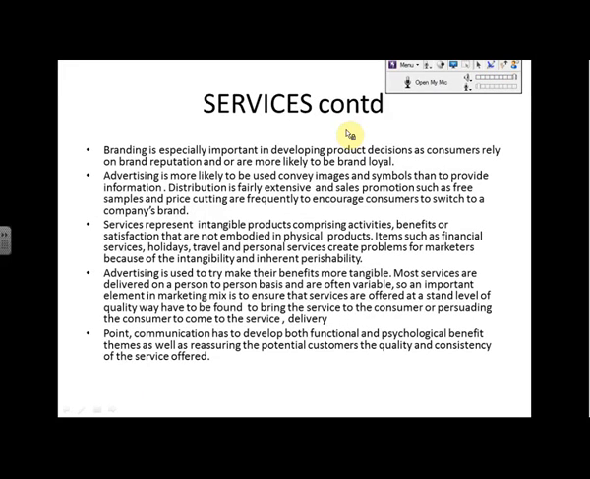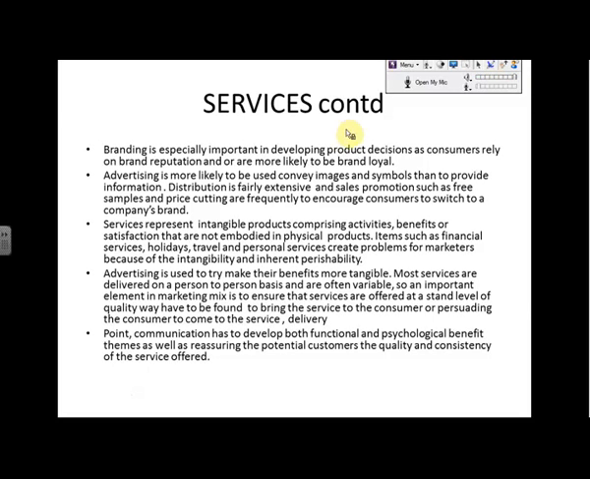Branding is especially important in developing product decisions, as consumers rely on brand reputation and are more likely to be brand loyal, right? Advertising is used to try and make the benefits more tangible. Most services are delivered on a person-to-person basis. Communication has to develop both functional and psychological benefit themes, as well as reassuring potential customers of the quality and consistency of the service offered.